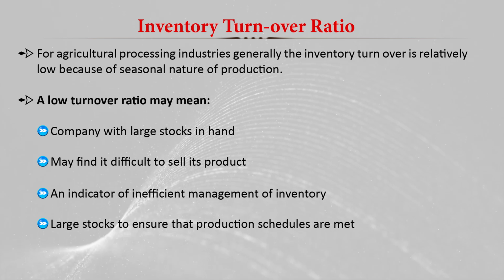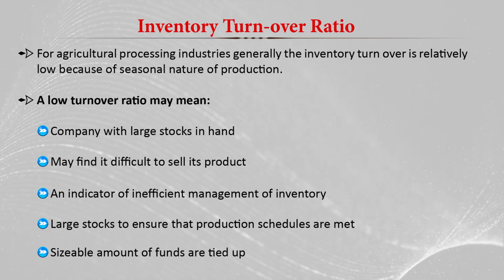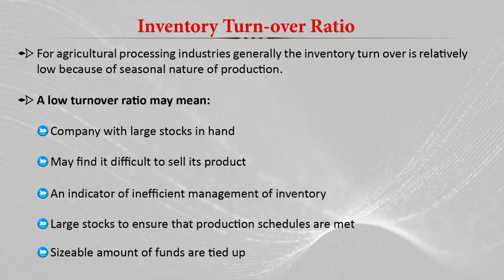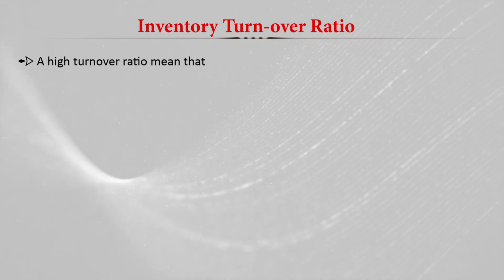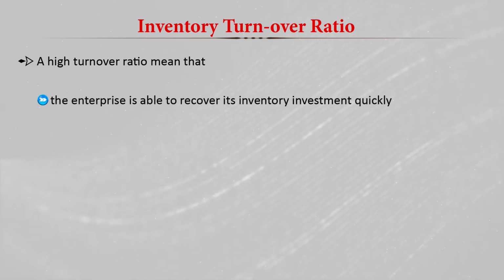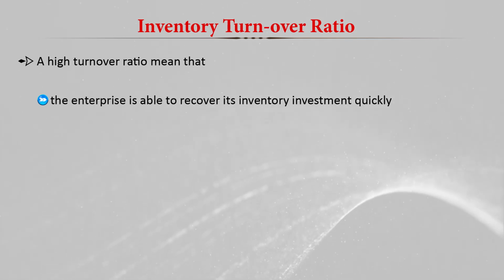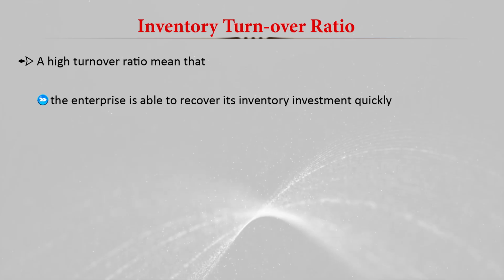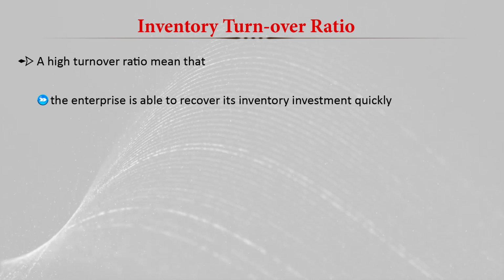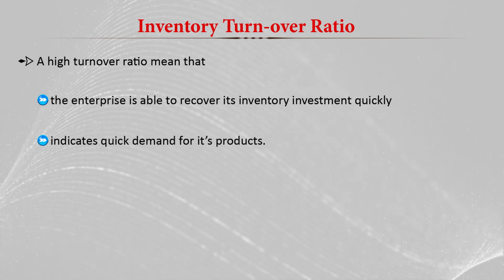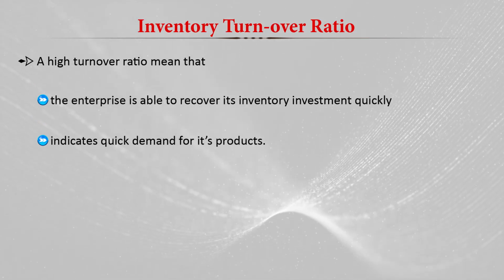And another meaning of the low turnover ratio is that a large fund is tied up in the sizable amount of this inventory. And high turnover ratio means that an enterprise is able to recover its inventory investment quickly, because they are able to sell fast and in a quick manner. So they are recovering their inventory investment very quickly, and that also indicates that there is a quick demand for these products. The agro processing product has a quick demand in the market.